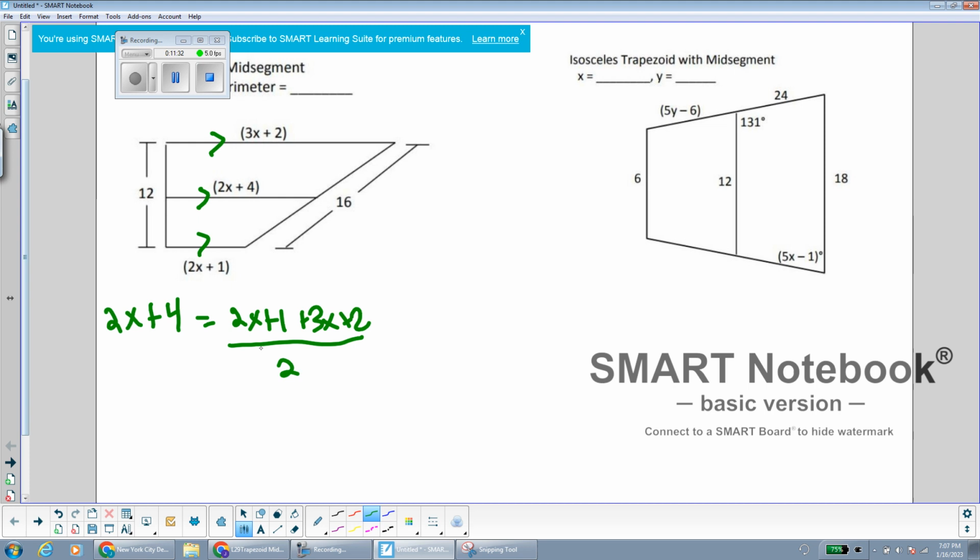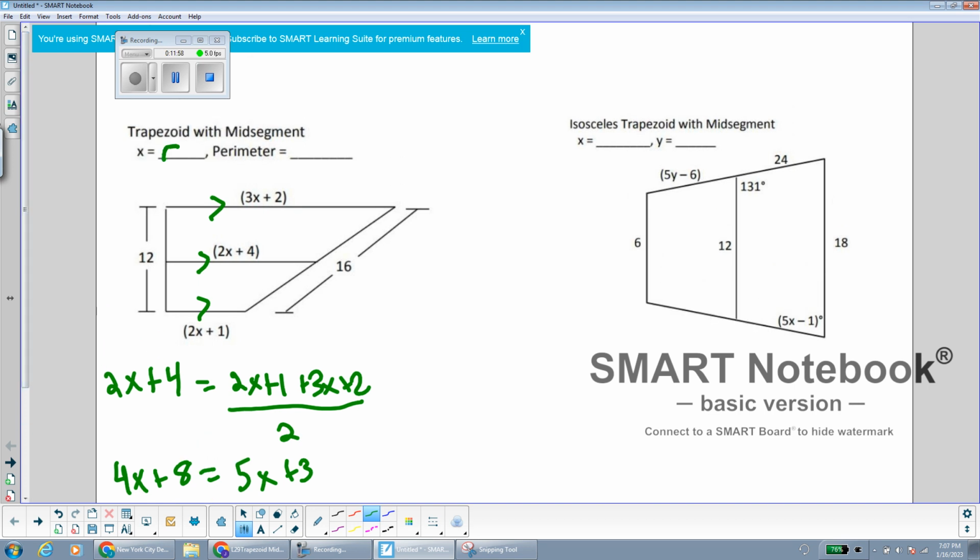I'm going to multiply both sides by 2. Remember to distribute the 2. And I'm going to combine my like terms on the top of this fraction. So that's 5x plus 3. Subtract 4x from both sides. Subtract 3 from both sides. 5 is equal to x. So we found our x value. It is 5. That was the first part of the question.